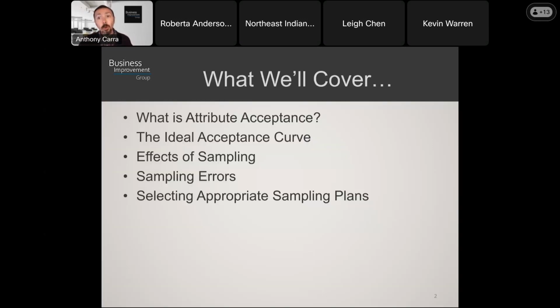All right, so what we're going to go over tonight is what is attribute acceptance. We're going to talk about the ideal acceptance curve and how that can change when we go from, say, 100% inspection and testing to a sampling. What the impact is, the probability of acceptance, things of that nature. We're going to talk about the sampling errors that will be inherent in our sampling approach. And then we're going to walk through how to select and create the appropriate sampling plan, and we'll walk through a Minitab example as well.